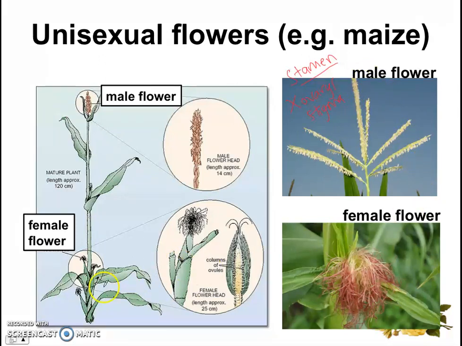On the other hand, if you look at the bottom of the maize plant, you'll find the female flowers, which kind of look like this. Strange and hairy looking. So the female flowers, these contain the stigma, they contain the ovaries, the ovules, but they do not have stamen, right? So these are female only flowers, they're unisexual flowers. So this is an example of a plant where the flowers are not bisexual.